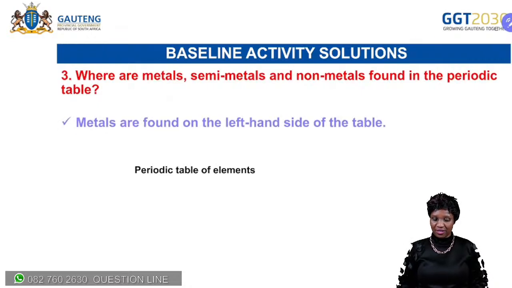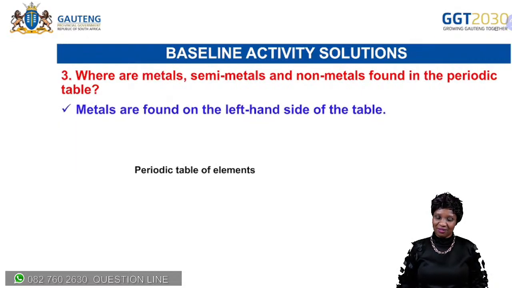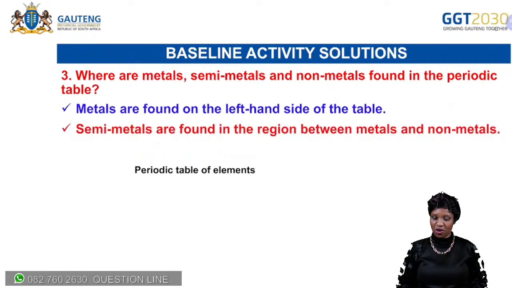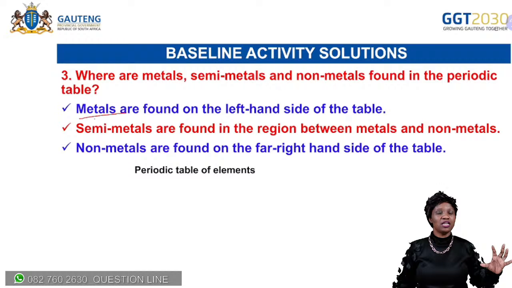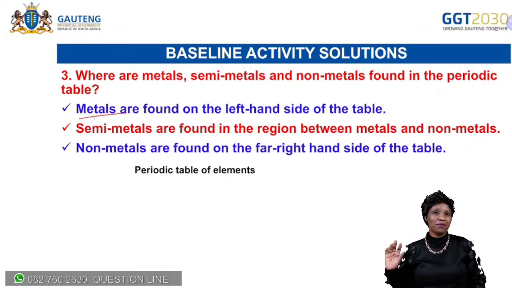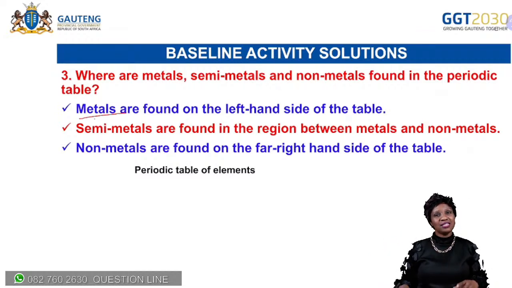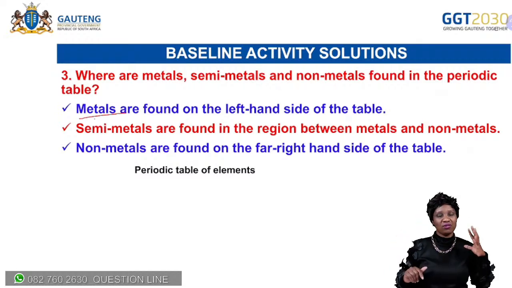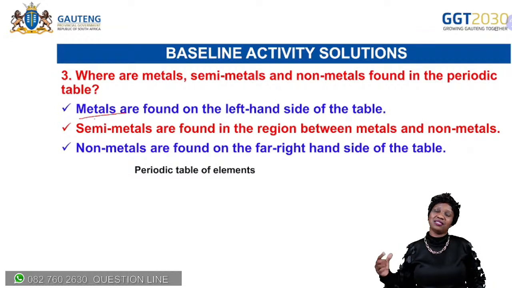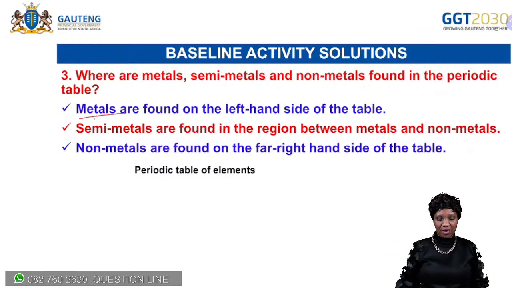And then question number 3. Where are metals, semi-metals, and non-metals found in the periodic table of elements? Metals are found on the left-hand side of the periodic table of elements. The non-metals are found on the right-hand side of the periodic table of elements. And the semi-metals are found in the region in between the metals and the non-metals. That's where we find the semi-metals.